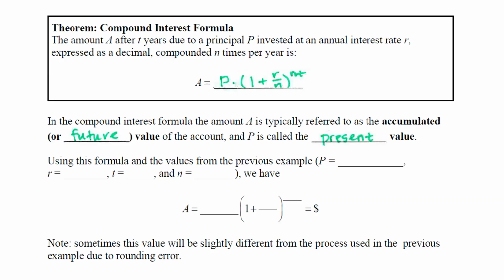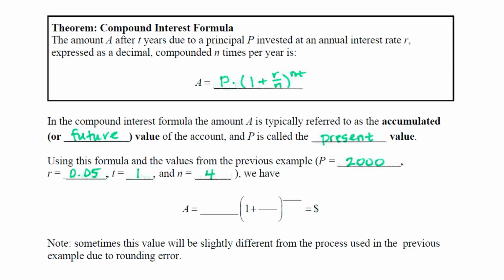Okay. So we are going to use this formula and the values from the previous problem to solve for our future value. Okay. So in the previous problem, we started off with $2,000 as our principal. Our interest rate was 5%, so that's 0.05. Our time was 1 year. We wanted to know the total amount we would have in the account after 1 year. And our N is 4. Okay, remember, N is the number of times per year interest is compounded, and it was compounded every quarter.